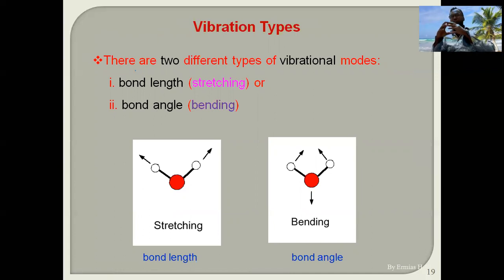One is the stretching, and the second one is the bending. When we say stretching, it affects the bond length. When we are talking about bending, it affects the bond angle. So let's assume this one.